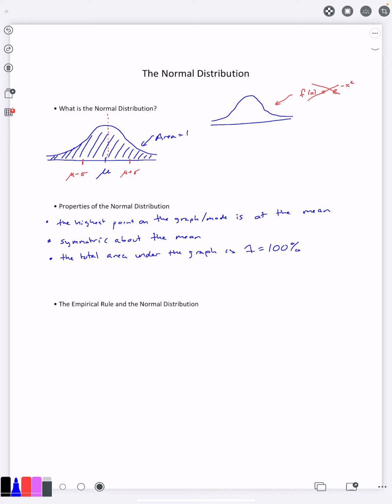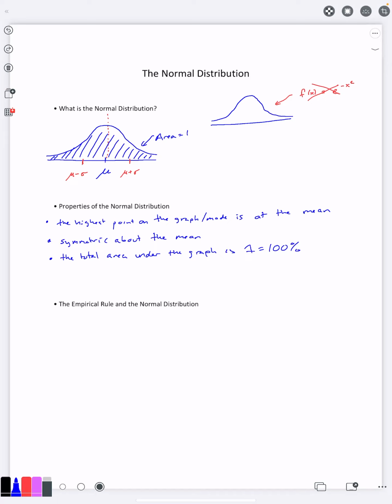So in this case, we're saying the probability that you're going to get some weight when you measure the individual is 100%. They're going to have some weight number. It might be around the average. It might be higher than the average. It might be lower than the average, but it's going to be somewhere here.